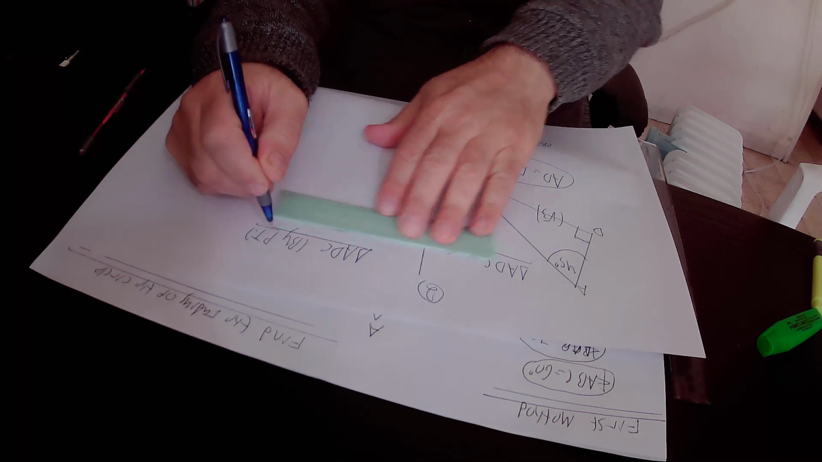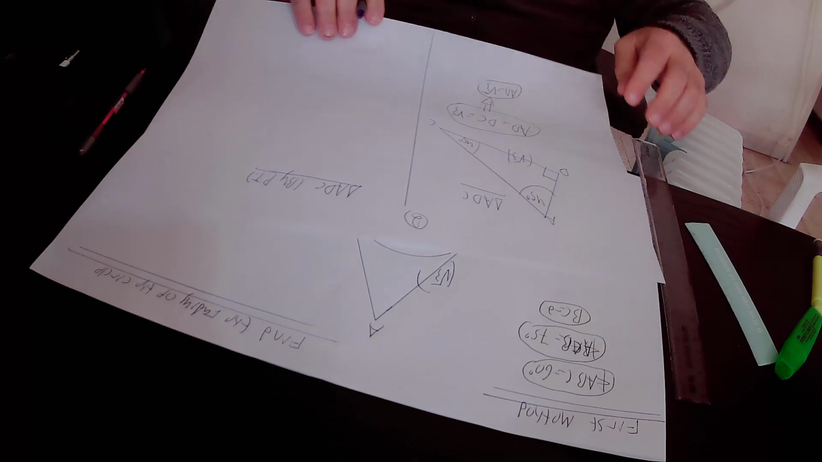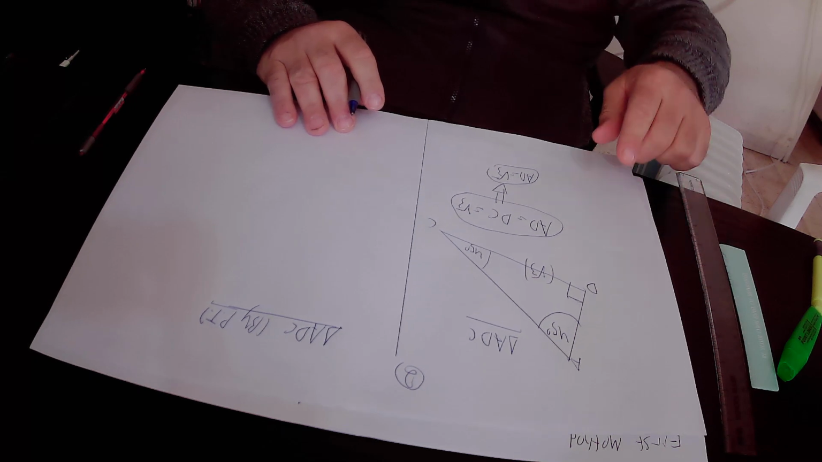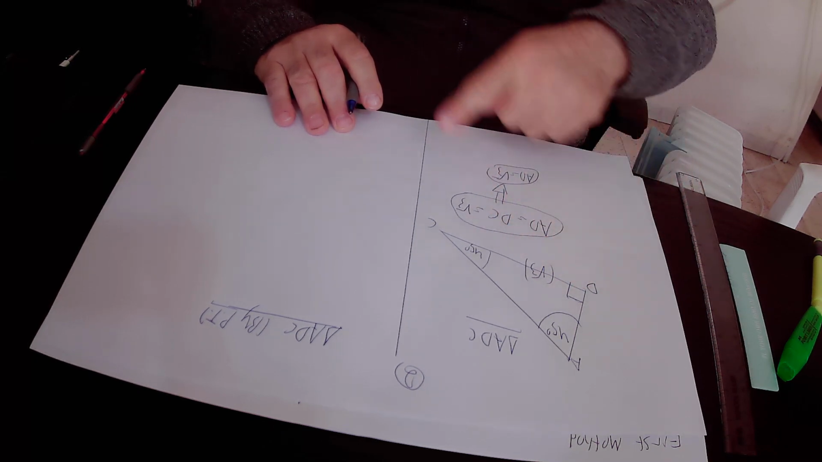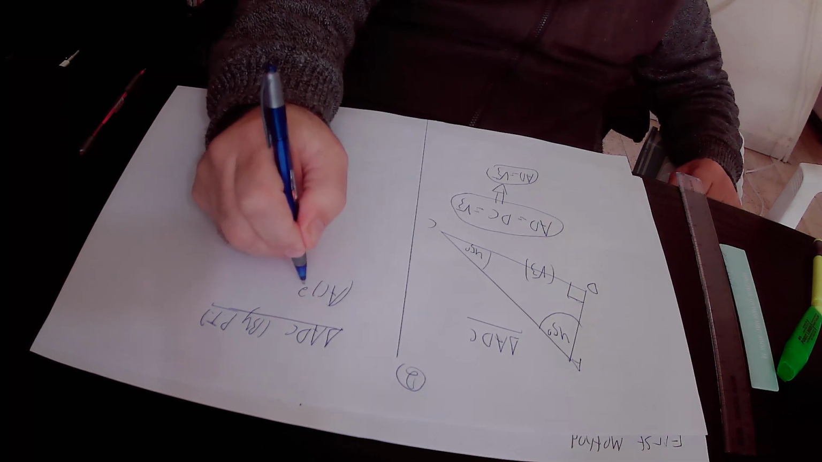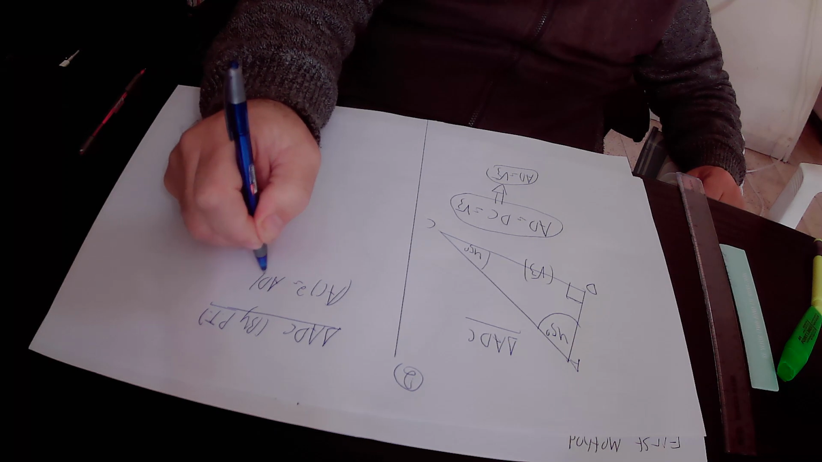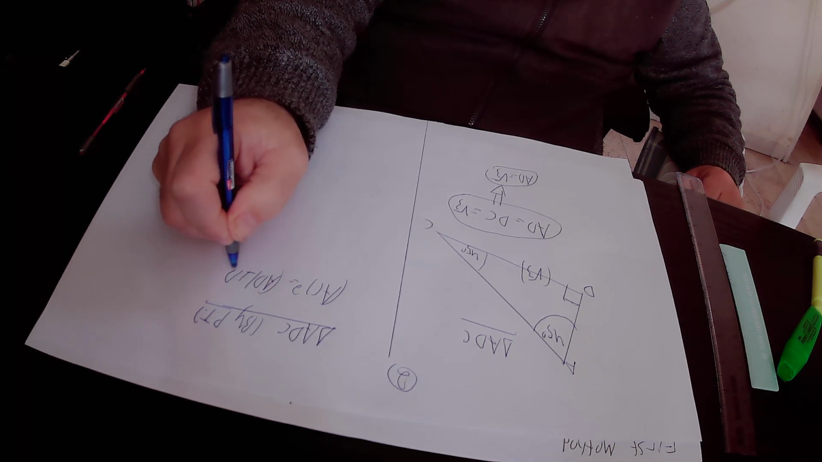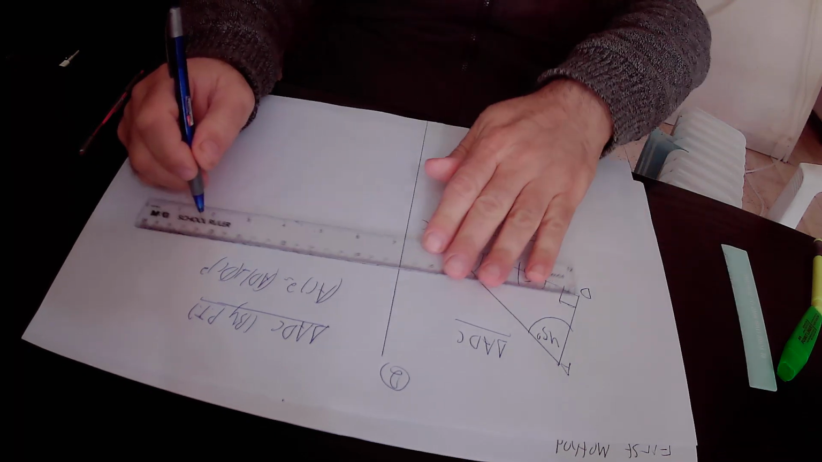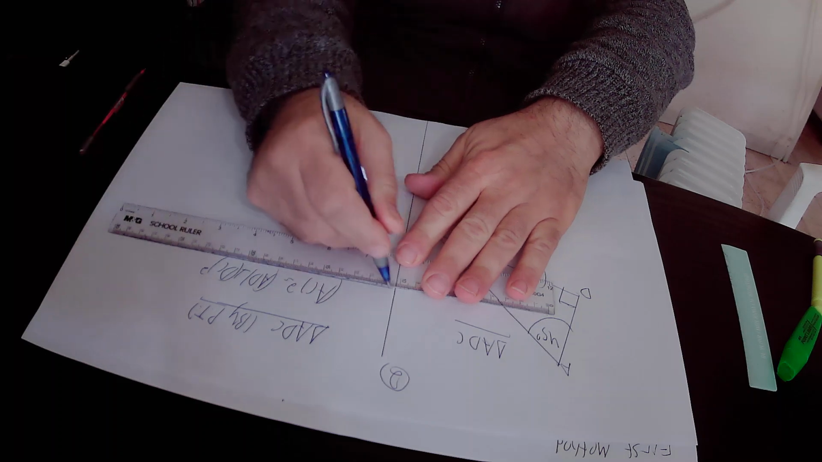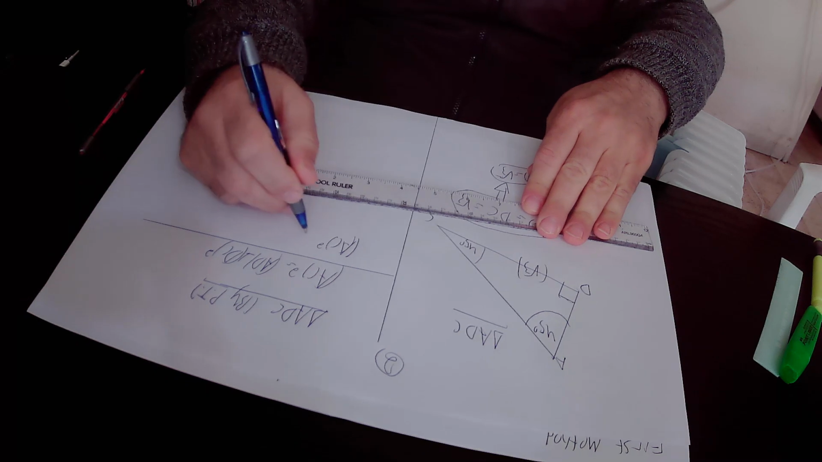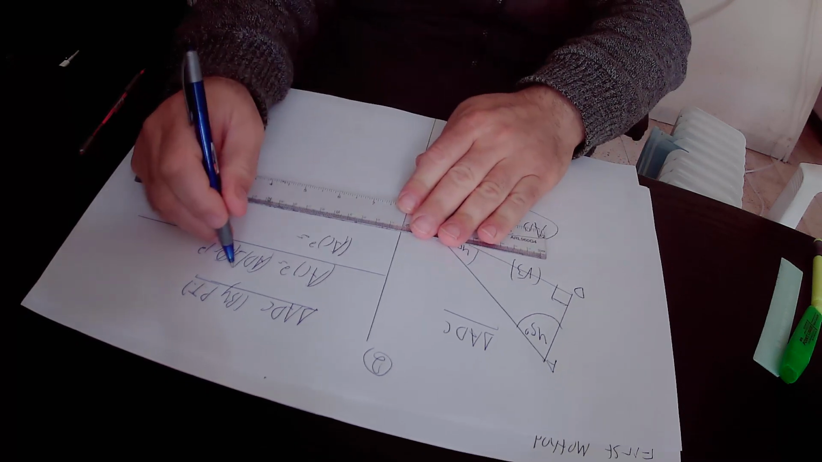According to the Pythagoras theorem, in the right triangle ADC, the square of the hypotenuse equals the sum of the squares of the perpendiculars. The hypotenuse is AC, so AC squared equals AD squared plus DC squared. AC squared, that is the square of the hypotenuse, equals AD squared.